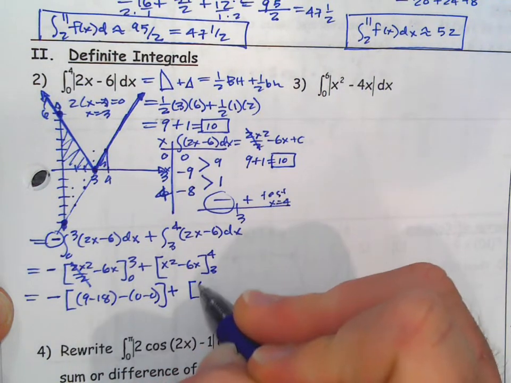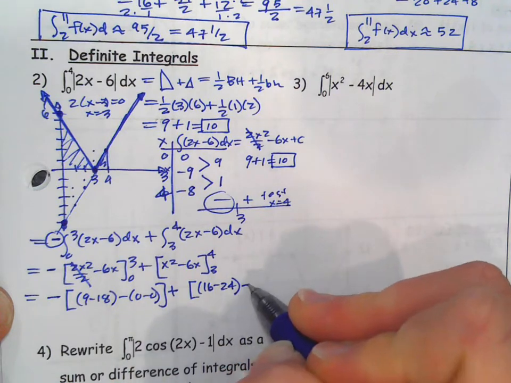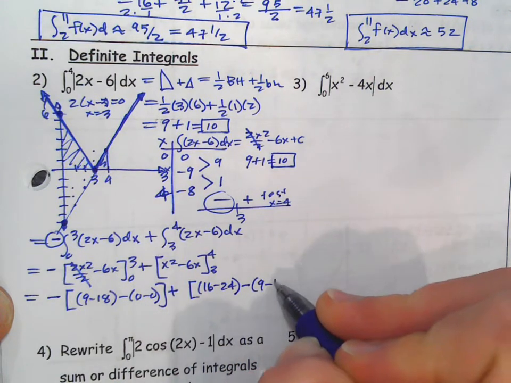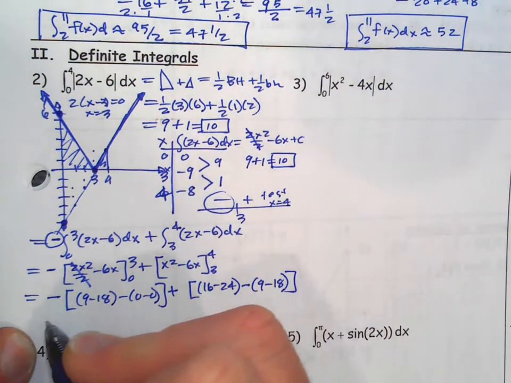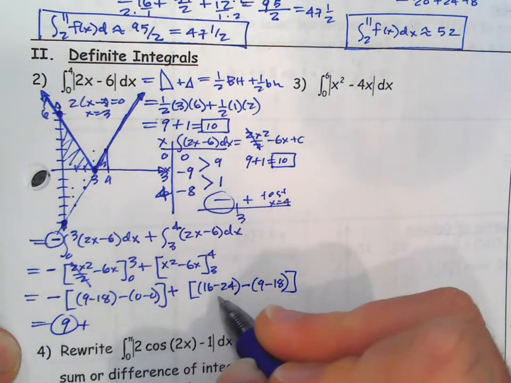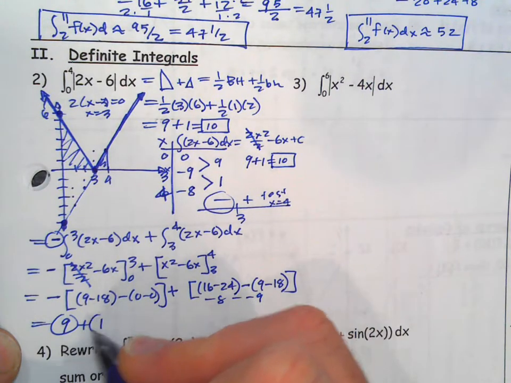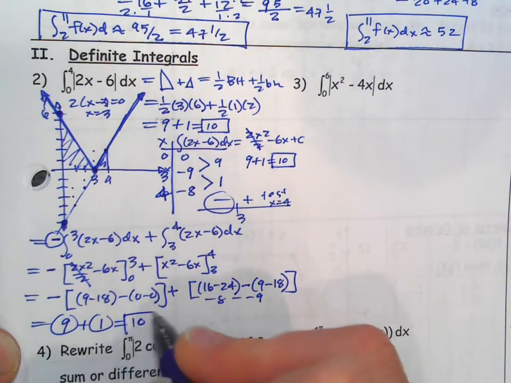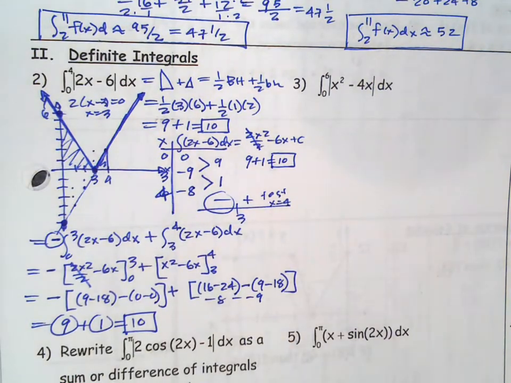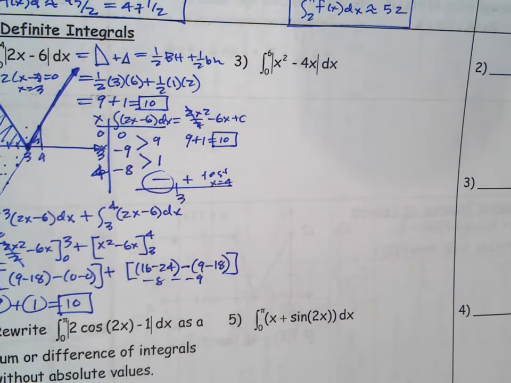And here we're going to get 16 minus 24 minus 9 minus 18. So this is going to be negative 9. Negative is going to become positive 9, which it should become. This is negative 8 minus negative 9, so it's going to be positive 1. And the answer is going to be 2. Same answer, different way of doing it. So any of those ways would work on the test.